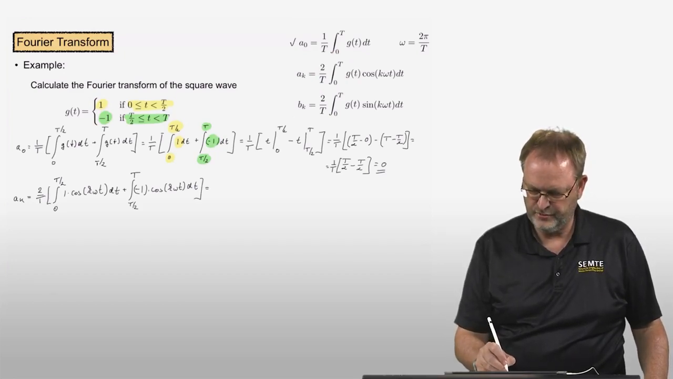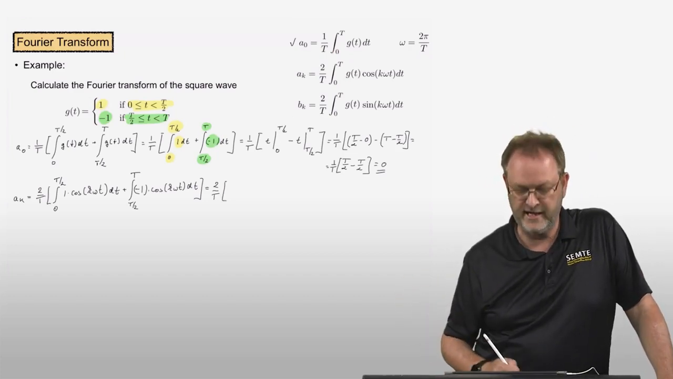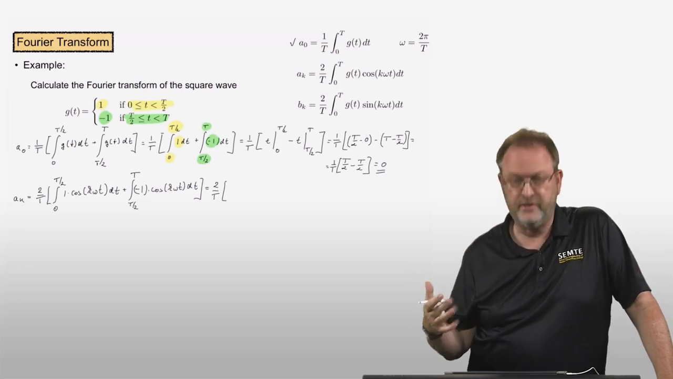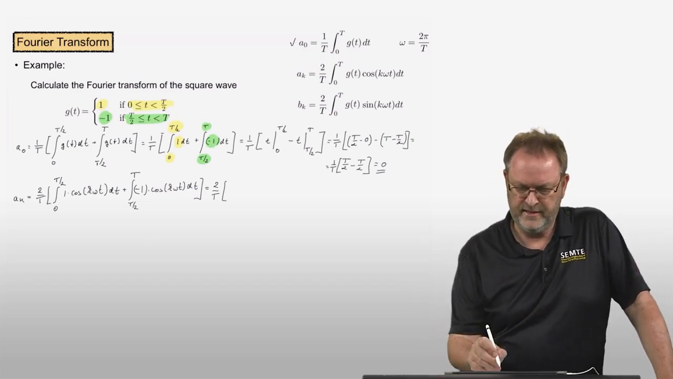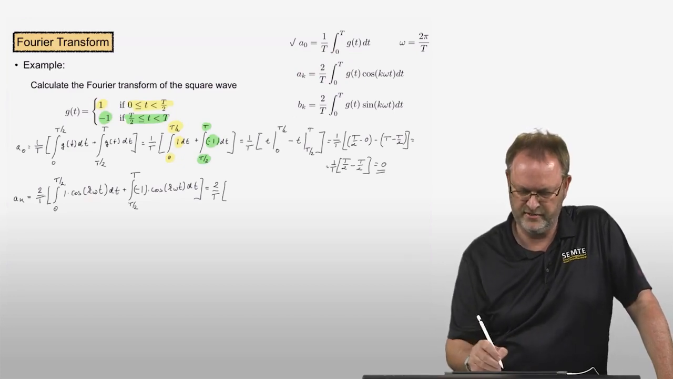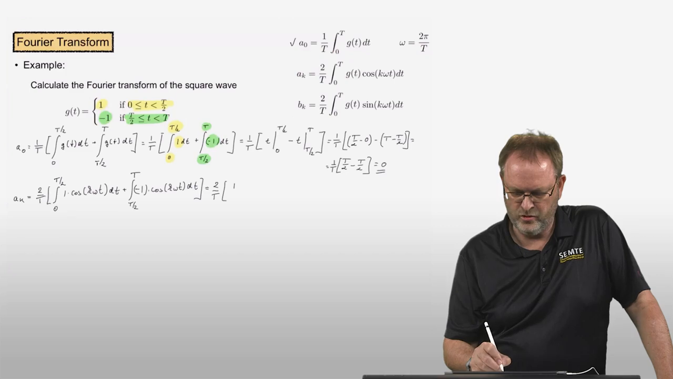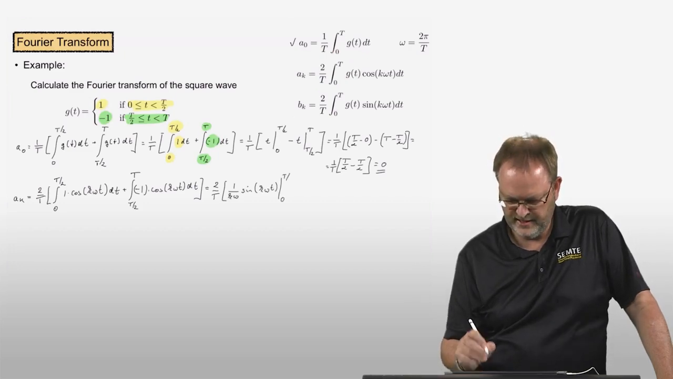So this is 2 over T times, first we have to integrate the cosine of k omega t. The integral of the cosine is the sine, but then we have these inner terms, k times omega. So the integral is 1 over k omega times the sine of k omega t between the bounds of 0 and T over 2.